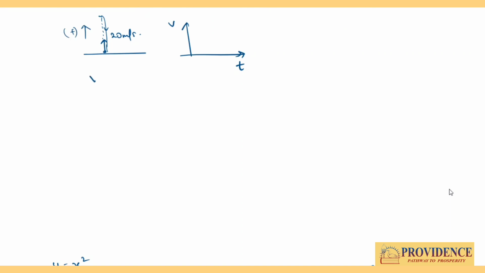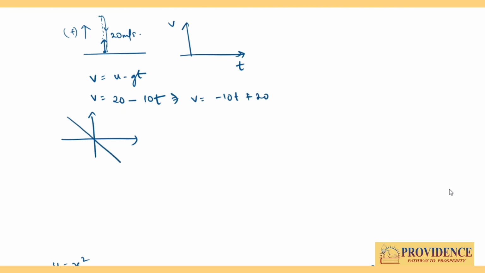So v is equal to u minus gt. Okay, so in this case, v will be the initial velocity 20 minus 10 into t. Now how to plot this graph? See, first we can try with v equals minus 10t. That means v is equal to minus 10t plus 20. So minus 10t will be something like this with a negative slope, right? So this will be minus 10t, and if it is raised by 20 units, the overall graph will look something like this.